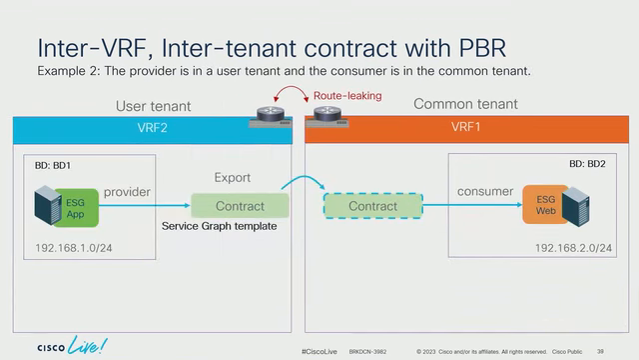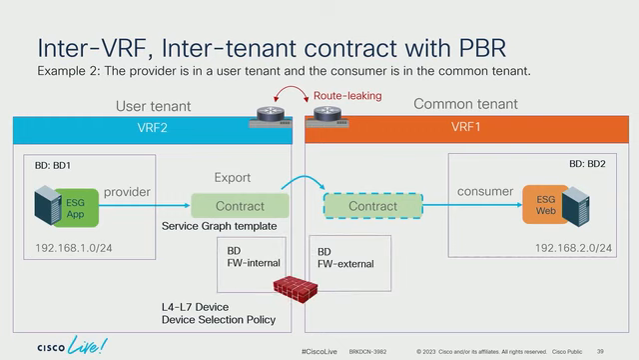Example number 2 is, what if user tenant is a provider? In that case, user tenant has a contract because it's a provider, and then it's exported to common tenant so that common tenant EPG can consume the exported contract. Then the provider tenant has L4, L7 device and device selection policy. In this case, BD can be either user tenant or common tenant, because if it's a common tenant, it's visible from the user tenant. If it's in the user tenant, since it's in the same tenant, it's visible from device selection policy.